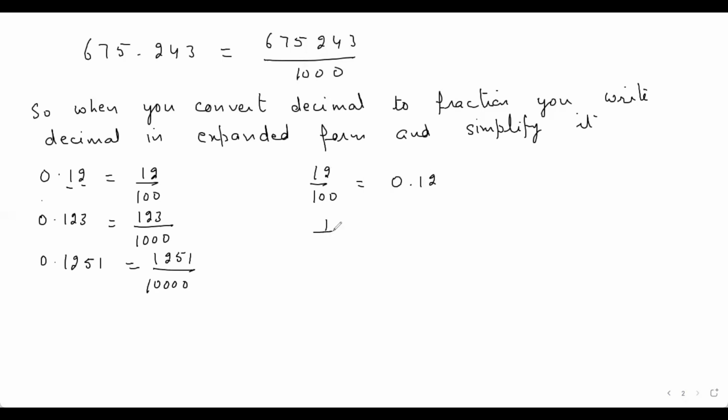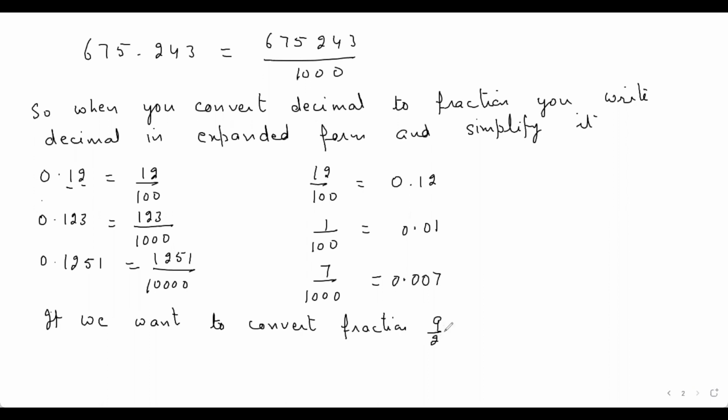Similarly, if it is 1 by 100, it means 1, 0, decimal will come here, and we write it like this. If it is 7 by 1000, it means there are 3 zeros, 700.0. It means this can be written as 0.007.